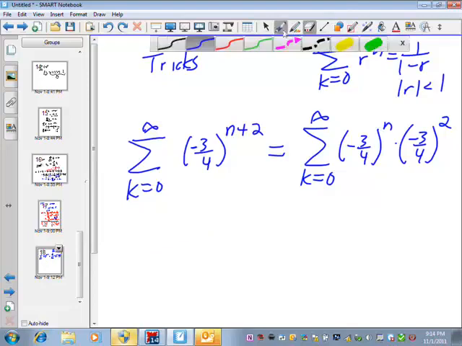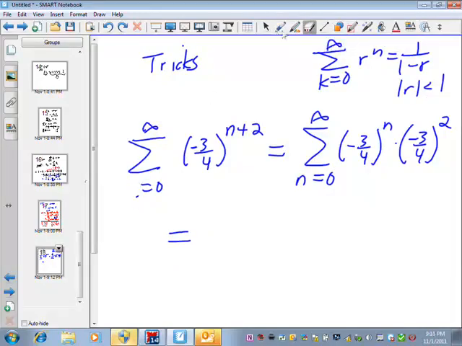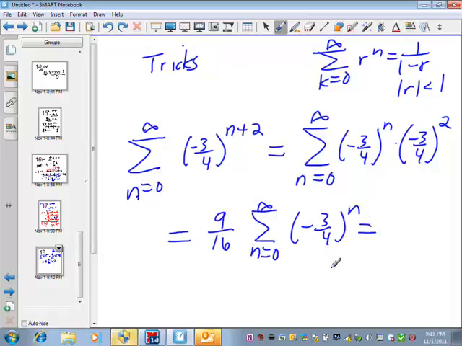This is equal to, I just pull that out, that has no dependence on n. This is equal to 9/16 times the sum, n equals 0 to infinity, of minus 3/4 to the nth power. And that game's over: 9/16 times 1 over 1 minus negative 3/4. And then whatever you get is the number that it converges to. Yeah, absolutely. That's exactly right.